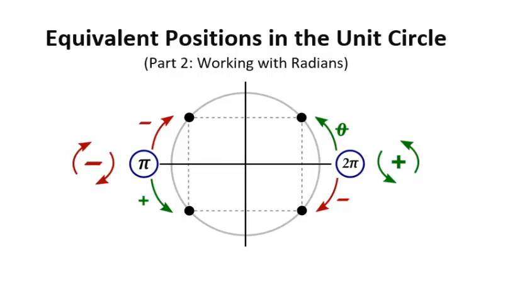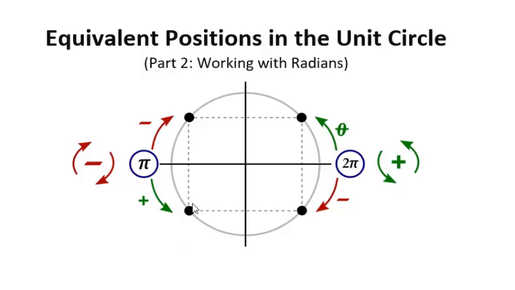Okay, we're finding equivalent positions and we're going to use the unit circle as a reference. In this case, we're going to work with radians. Remember, the initial position, like the first angle, the lowest of all of them, will be theta. And to find the rest of them, we're going to use the same amount of theta, either subtracting if we go in this direction, or adding if we go in this direction.